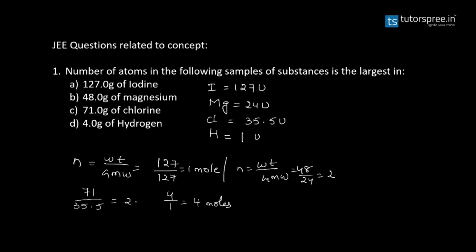So using the number of moles, 1 mole contains the same number of atoms. Whatever may be the atom or molecule, one mole contains the same number of atoms. So the more the number of moles, the more will be the number of atoms. So by looking at this, we can directly conclude that 4 moles, that is hydrogen, contains the most atoms among these samples. Okay. This is how you need to solve the JEE questions within a short span of time.